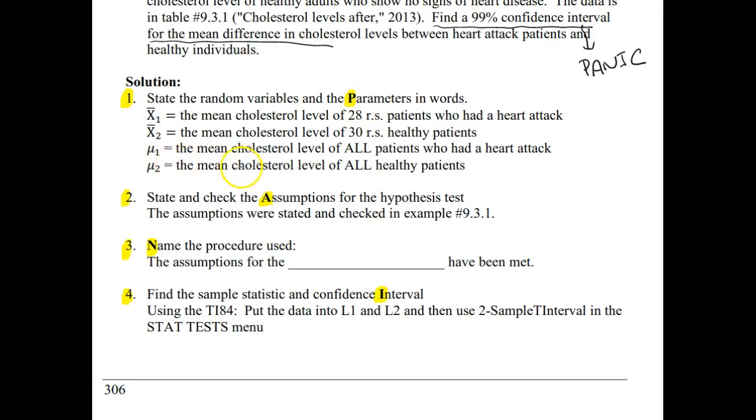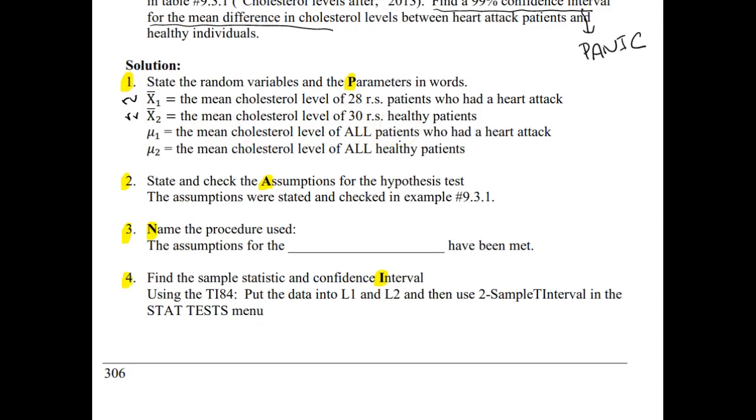So mu1 is still going to be the mean cholesterol level of all patients who had a heart attack, and mu2 will be the mean cholesterol level of all healthy patients. We're going to get information about those parameters from the random variables x bar 1 and x bar 2. x bar 1 is going to be the mean cholesterol level of 28 randomly selected patients. It's a random variable that will vary from one group of 28 patients to another. And x bar 2 is going to be the mean cholesterol level of 30 randomly selected healthy patients, which will vary from one group of 30 healthy patients to another.